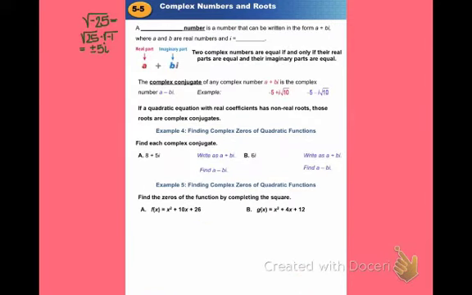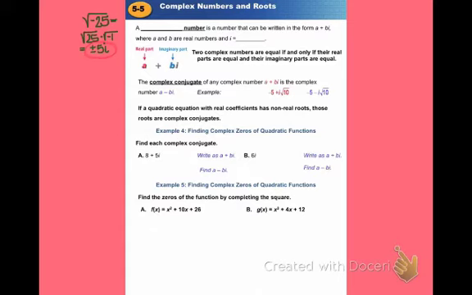Okay, so in the previous few questions, we ended up getting answers that looked like this. There'd be plus or minus, a real number like in this case 5, and an i, the imaginary number, which is the square root of negative 1. And so we actually call this an imaginary number.